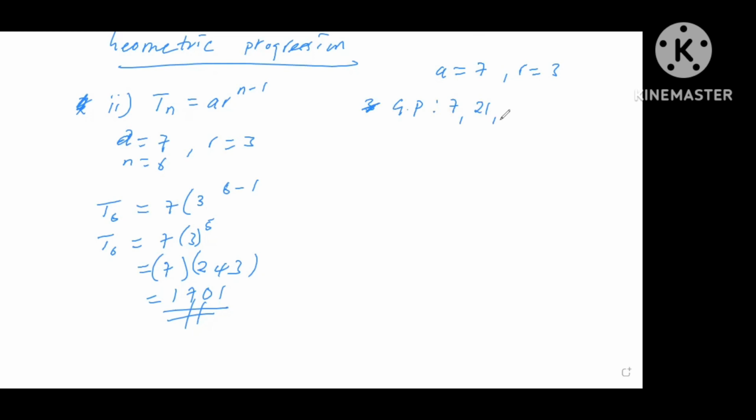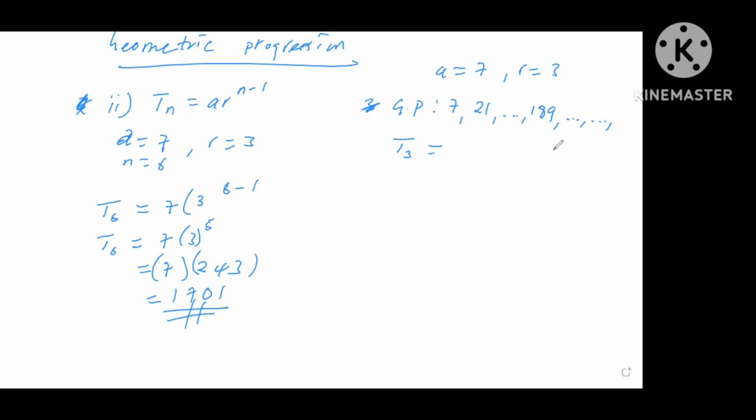Then we don't know the third term, but we have got the fourth term to be 189. We don't know the fifth term, or the sixth term. So we can find these numbers, right? So this is how a GP should look. Let's just try to find the T3 there.